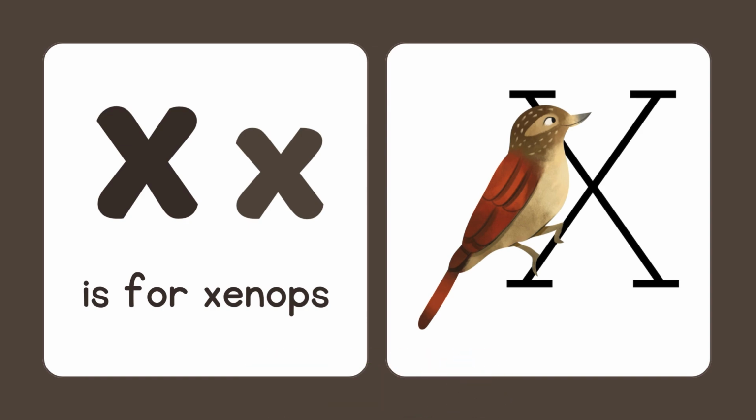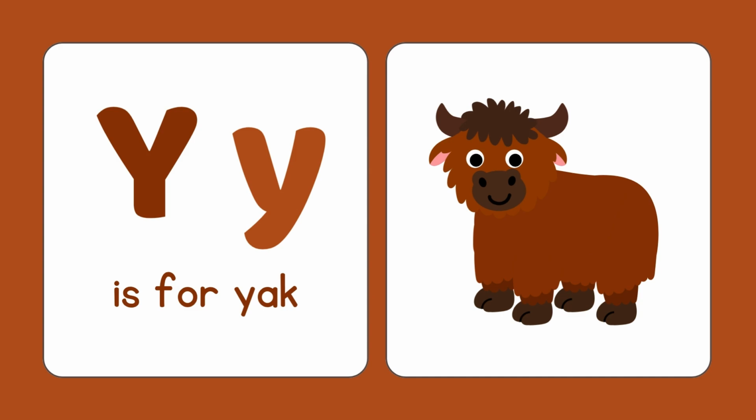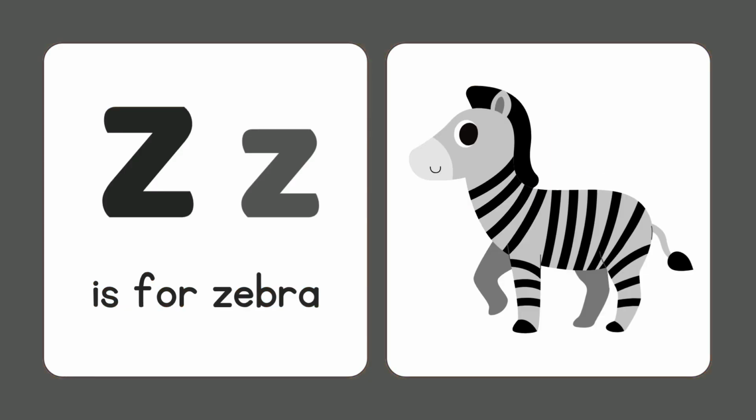X is for xenox. Y is for yak. Z is for zebra.